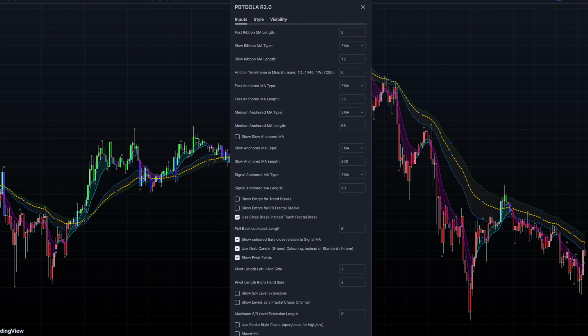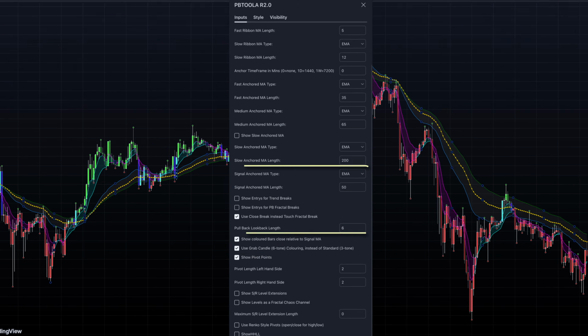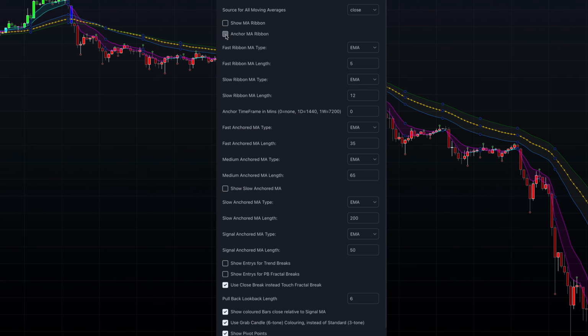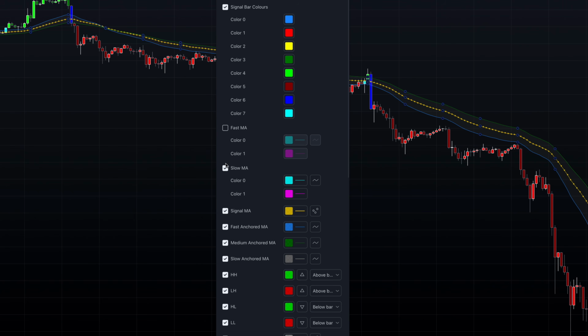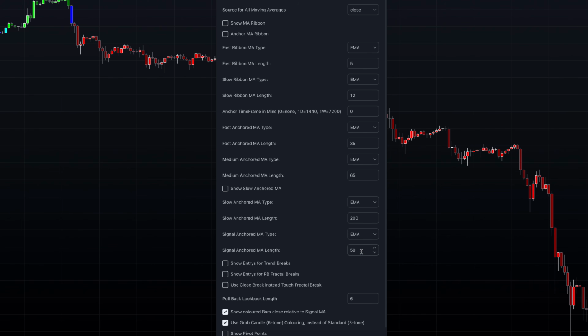Let me explain. It has a very unique grab candle 6-tone coloring feature that can be adjusted based on the signal moving average, which you can even set to a different type. We'll be okay with a traditional EMA though. Important: first, make sure to disable all additional features to keep your chart clean. Turn off the moving averages, ribbon fills, and pivot points. We only need the candlestick colors for this strategy. Change the signal line period to 20 in the indicator settings.